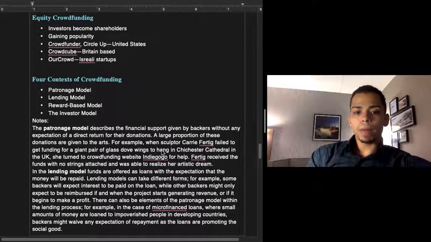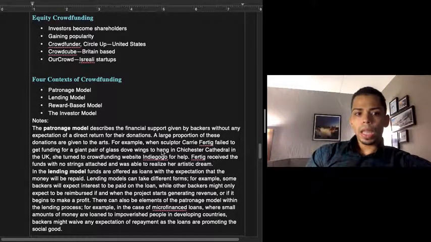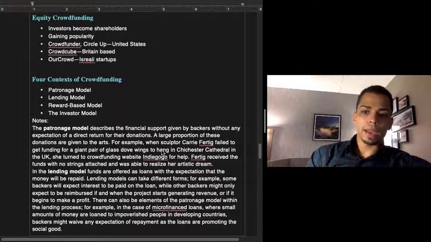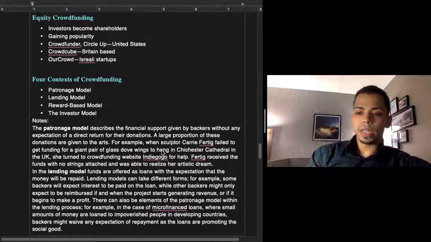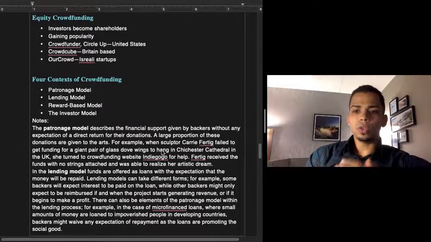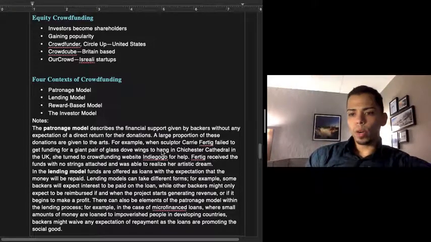Now, with the patronage model, we see a lot of support being provided to the arts. So Carrie Fertig was able to subsidize her glass-dove wings for the Chichester Cathedral through a crowdfunding effort. The lending model and the patronage model can sometimes be combined. So we have some microfinance loans for social good that, although they do emphasize some interest rate, oftentimes are forgiven and no monetary repayment is required.